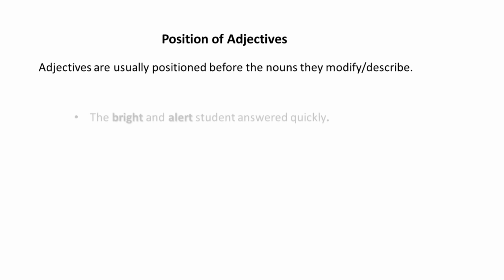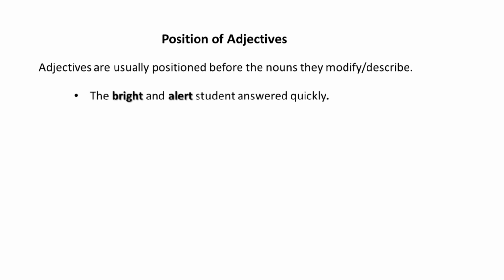Let us look at an example. The bright and alert student answered quickly. So here, bright and alert are two describing words. They are adjectives and they are describing the noun student. And the adjectives are placed just before the noun that they describe, which is student.